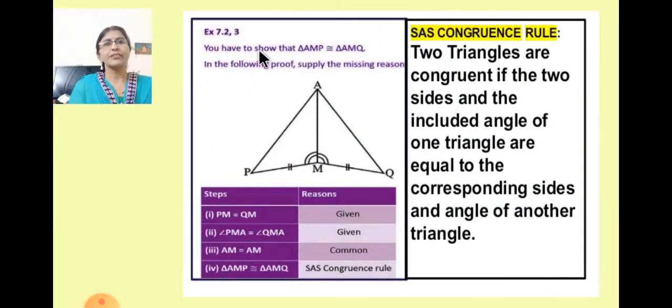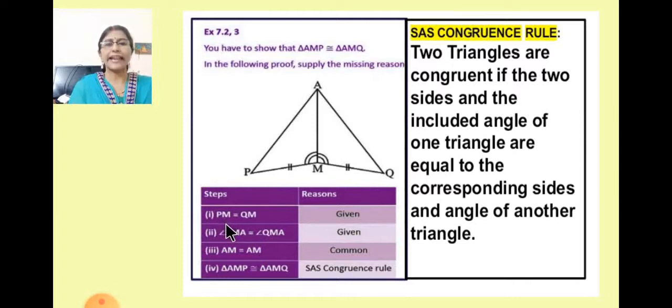Now let us continue. Now we'll do question number 3. You have to show that triangle AMP is congruent to triangle AMQ. In the following proof, supply the missing reasons. So here this is the figure given for this question and these are the steps given. So children, you will have to draw the figure, you will write the question and you will write everything here, steps also as well as reasons also. So you will make this table in your notebook.